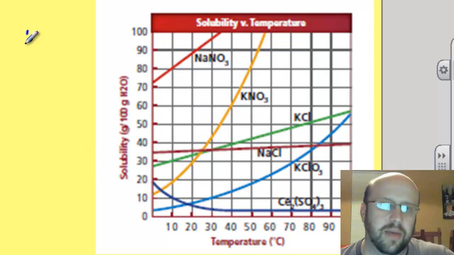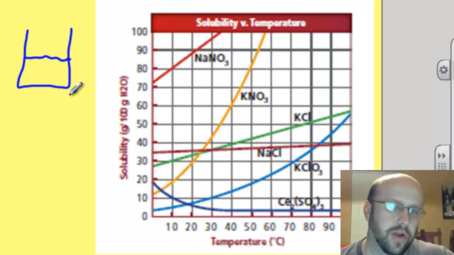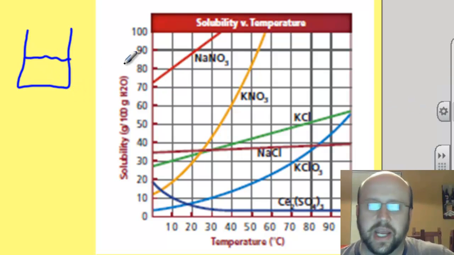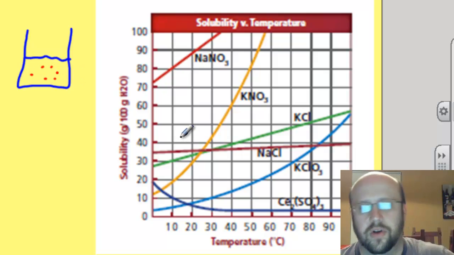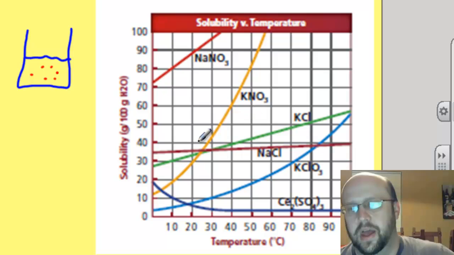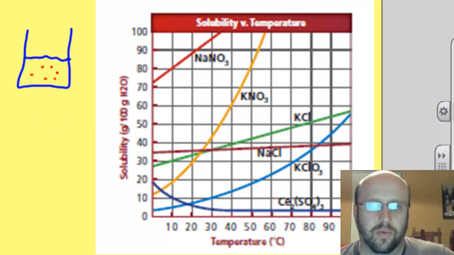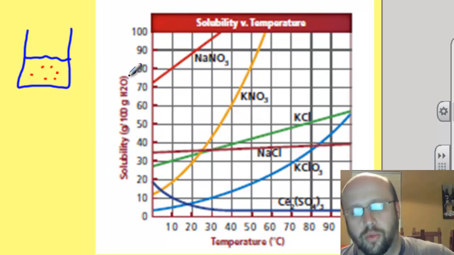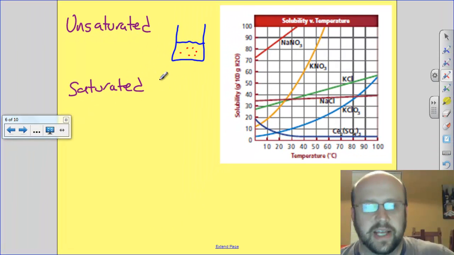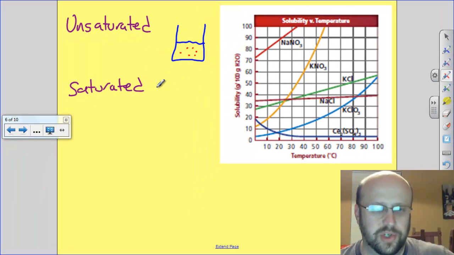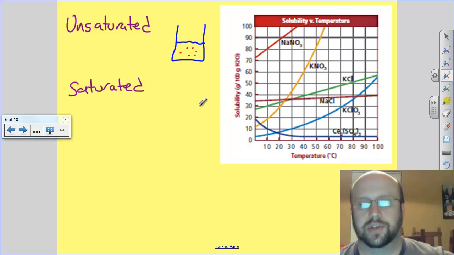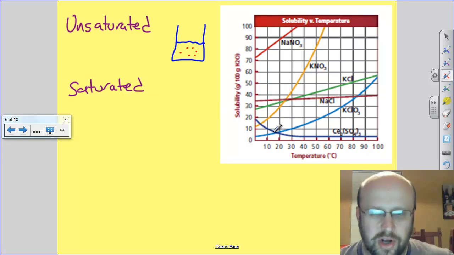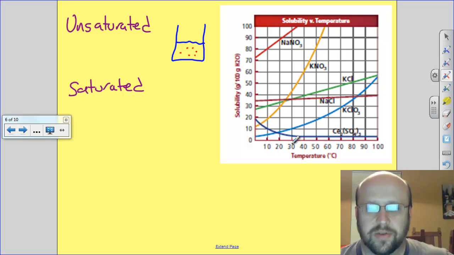So what does that mean? That means that if I have a container that has 100 grams of water in it, I could add a certain amount of my solute in there and it will dissolve properly. Now, the amount that will exactly dissolve and no more will dissolve, that is the saturated amount. So a solution is said to be saturated when it has the maximum amount of solute dissolved in it. So what the chart tells us is what that maximum amount of solute is.